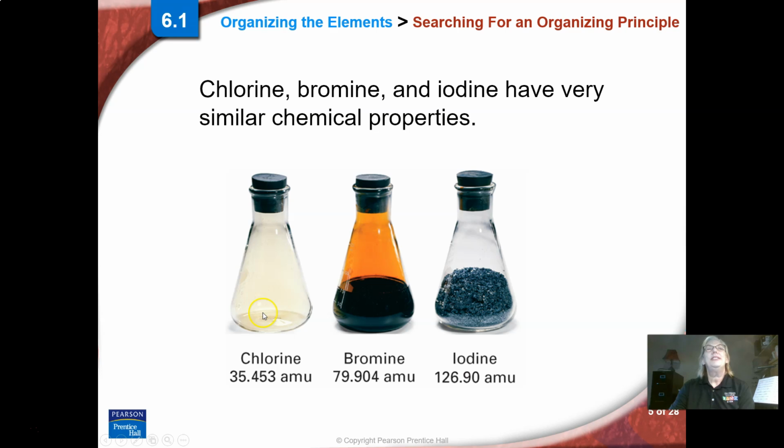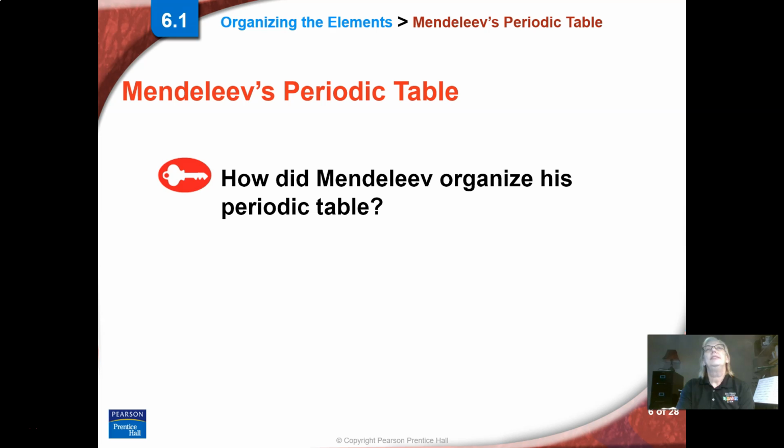So these elements, chlorine, there's chlorine gas, bromine is the liquid, and iodine is the solid there. They all have similar properties. They like to react the same way, in the same fashion. So all of these are called halogens, and they like to react the same way. Even though they have different masses, they like to react with other elements in the same fashion. So they're called halogens.